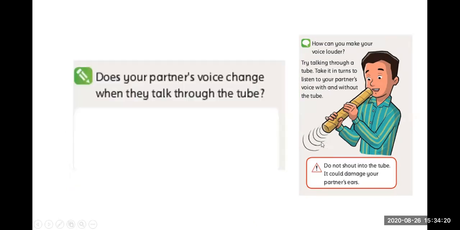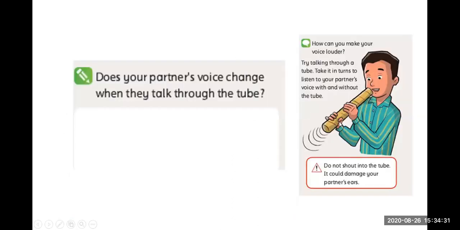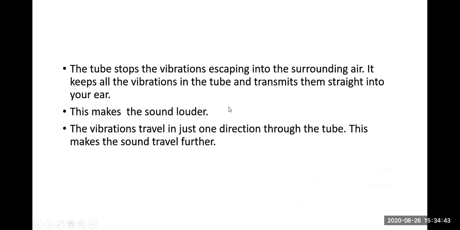What's happening here? Let's explain. In this picture, the tube stops the vibrations escaping, because look into this picture. It is turned, and sound waves cannot escape. Sound waves are collected in it. And what will happen? Vibrations cannot escape. The vibrations are kept in this tube, and they transmit, you know, carry them straight into the ear. It can be your ear or your friend's ear.